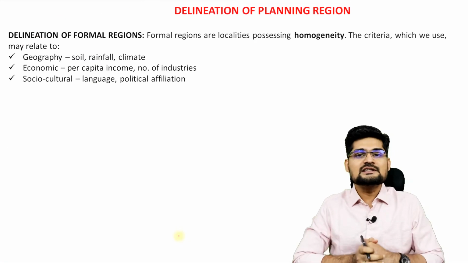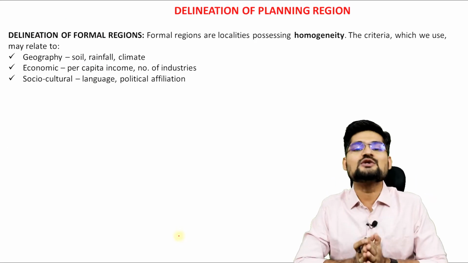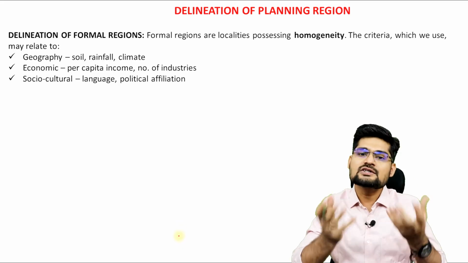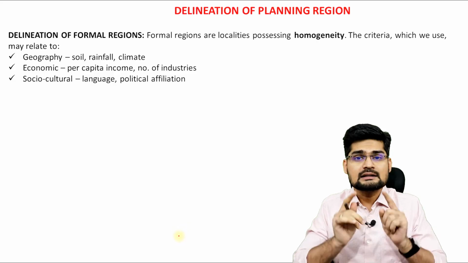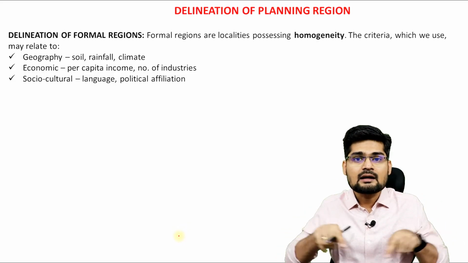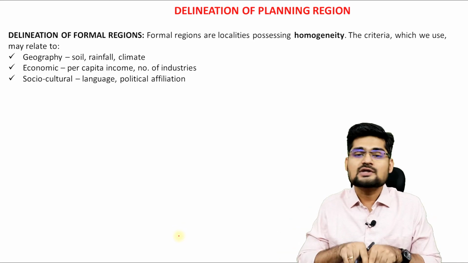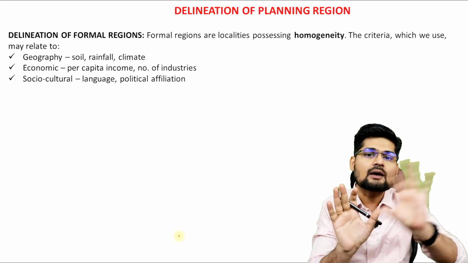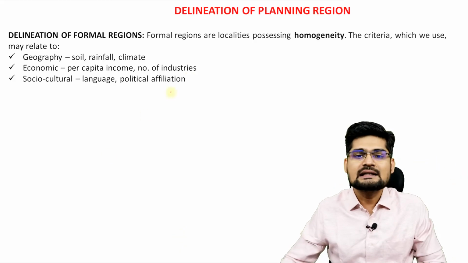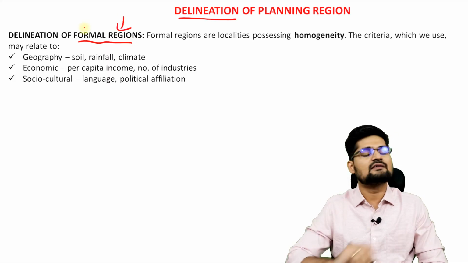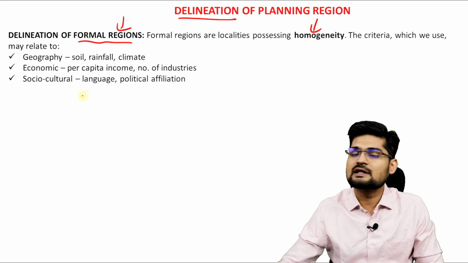So what we observe now is delineation of these planning regions: how formal regions are delineated and how functional regions are delineated. And delineation simply means how you make the area under a given boundary. So how do we construct a boundary to define this is one region and it is different from outside? Right? So delineation is very important, and delineation of formal regions is the first thing that we learn, and it is based, obviously, on the homogeneity principle.